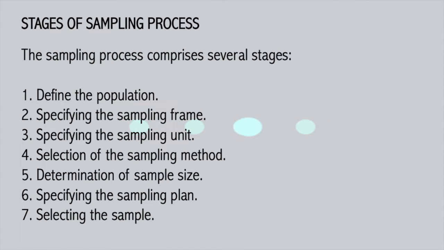Number seven is selecting the sample. The final step in the sampling process is the actual selection of the sample elements. This requires a substantial amount of office and field work, particularly if personal interviews are involved.